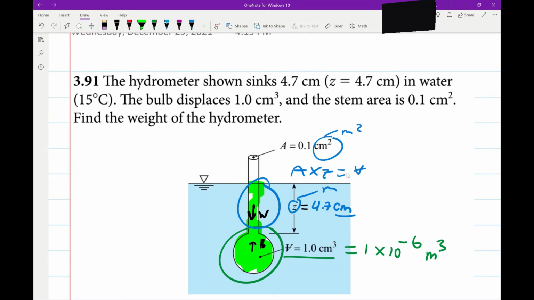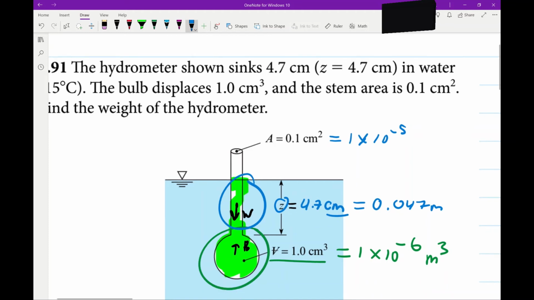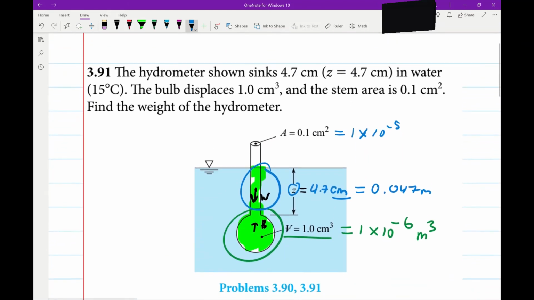So let's do that. Let's first convert Z from centimeters to meters. That just equals 0.047 meters. And what about A? When you convert that to meters squared, that's 1 times 10 to the negative 5. And we're going to multiply A times Z to get a final unit of volume, which is cubic meters. So that's simply our total volume displaced.